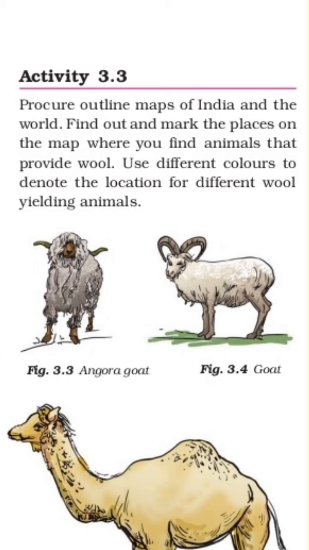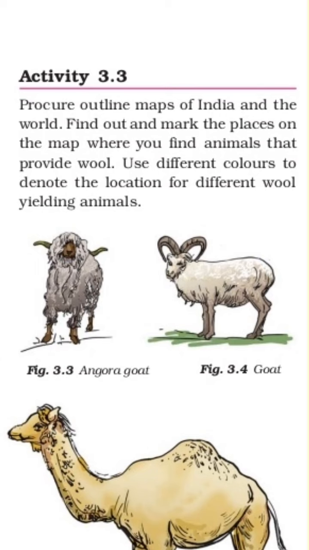Now alpaca found in South America, alpaca and llama you can find out on the world map. In that we have to find out South America, and there you have to mention where you find the animals that provide wool. Use different colors and denote the location of different wool yielding animals. We have to use different colors to denote the location of different wool yielding animals.